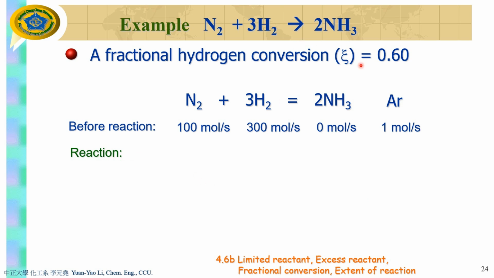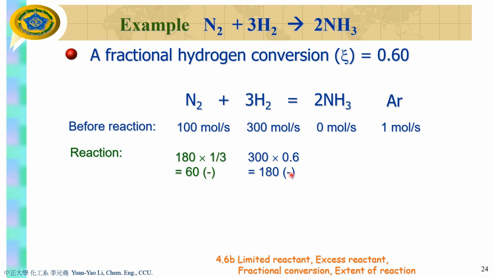We know that the hydrogen conversion is 0.6. So you know the Xe will be 0.6. In this case, that will be 300 moles times 0.6. That means you consume 180 hydrogen. According to the stoichiometric coefficient, if you consume 3 moles of hydrogen, you need to consume 1 mole of nitrogen. So if you consume 180 moles of hydrogen, you will consume 60 moles of nitrogen.